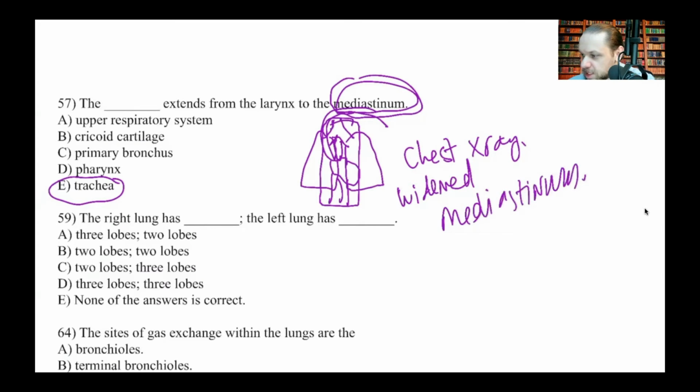So widened mediastinum means they see that it's widening, right? Or something's going on, and that's usually one of the signs of aortic dissection. In aortic dissection, you have widening of the aorta because of the false lumen. So when they do the chest X-ray, they may see a widened mediastinum. Mediastinum means all the tissues in the center between the lungs.